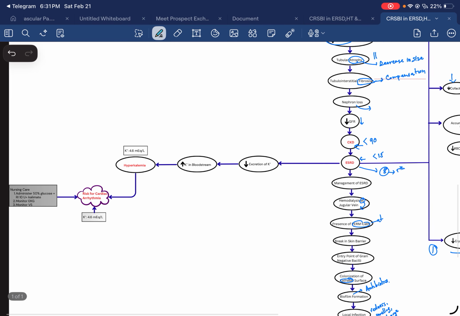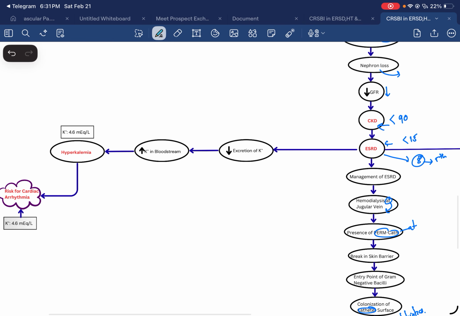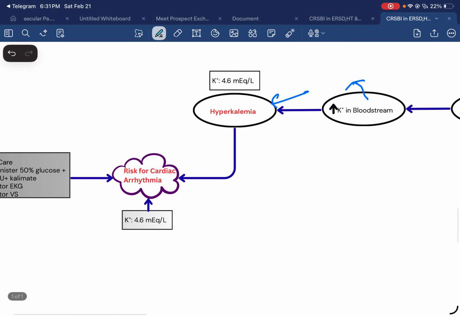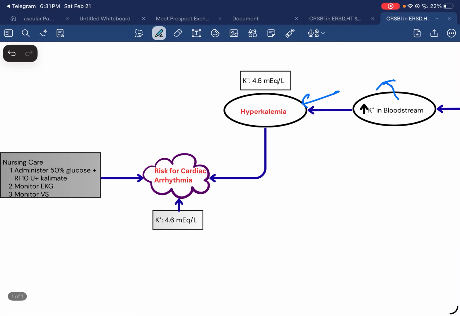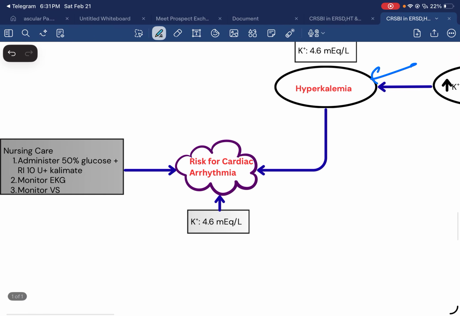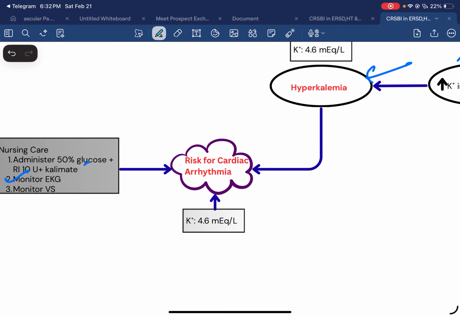And in end-stage renal disease, there is decrease in excretion of potassium. So the potassium remains in the bloodstream, and we call that hyperkalemia. And the patient with hyperkalemia exhibits cardiac arrhythmia. Therefore, it is important to monitor potassium level. We need to monitor EKG first, and we need to administer 50% glucose with regular insulin 10 units and Kayexalate.